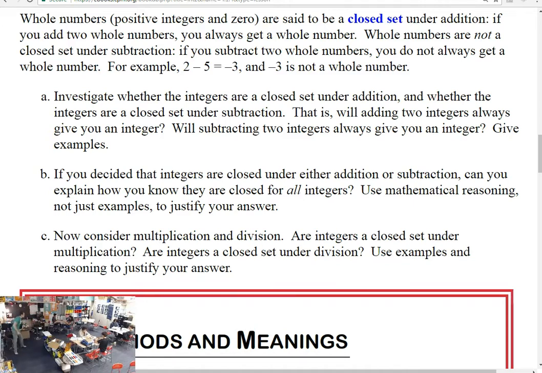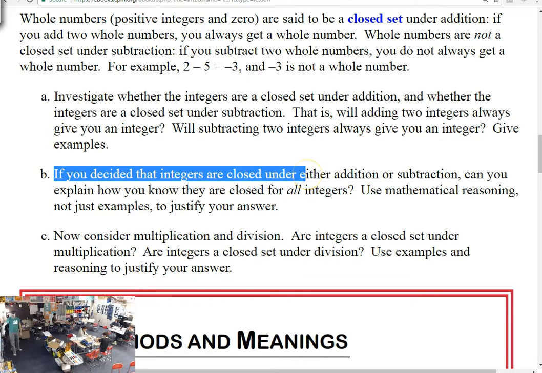Integers. Well, first off, we should probably define integers. What's an integer? It's all positive and negative numbers that do not have a fraction or any decimal. I never taught this to you guys, did I? No, I learned it before, but I don't know the exact definition. So positive or negative whole numbers.